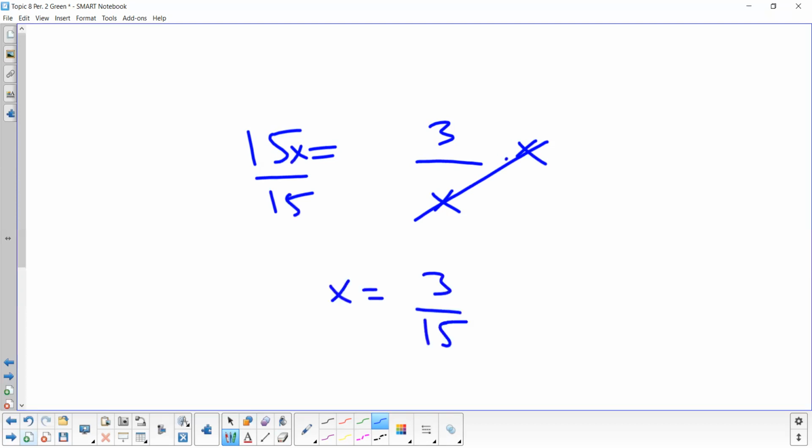Now here's the deal. Here's what you started with, and here's what you finished with. Where did 3 go in this process? It didn't go anywhere. The only thing that happened was that 15 and x switched spots, right? That always happens in a proportion.